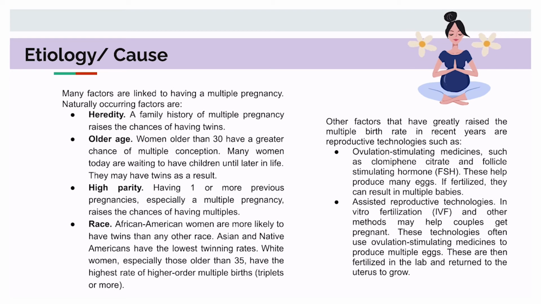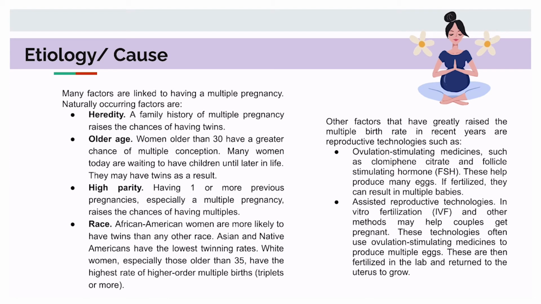Other factors that have greatly raised the multiple birth rate in recent years are reproductive technologies, such as ovulation-stimulating medicines, such as clomiphene citrate and follicle-stimulating hormone. These help produce many eggs. If fertilized, they can result in multiple babies.